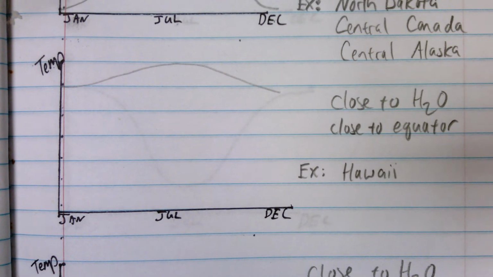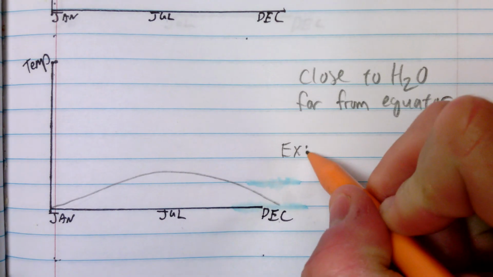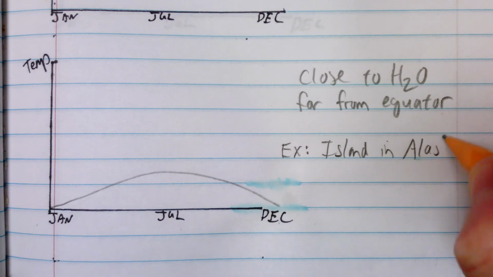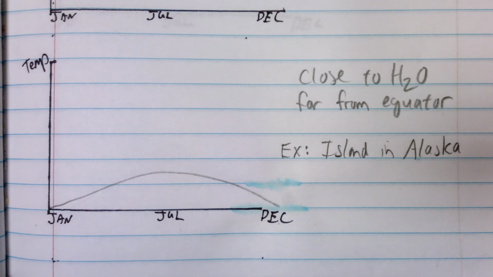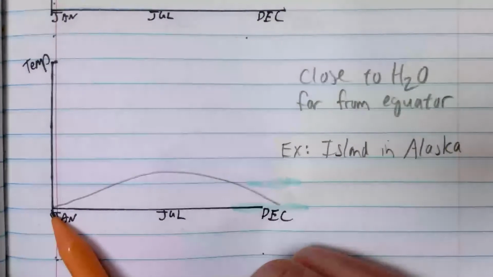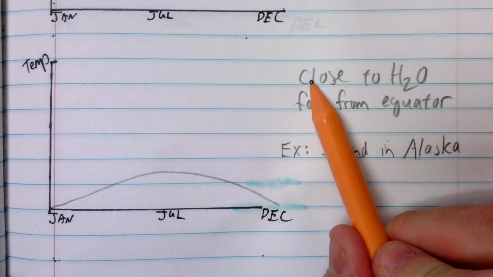So whereas the previous one was an island like Hawaii, which is down near the equator, this is more likely like an island in Alaska. So it's an island, so it's surrounded by water, but it's Alaska, so they don't get much sunlight. And the water's always going to be pretty chilly. So you're going to have a shape of your graph like this. Colder temperatures, because you're really far from the equator, but they don't change a whole lot because you're close to the water.